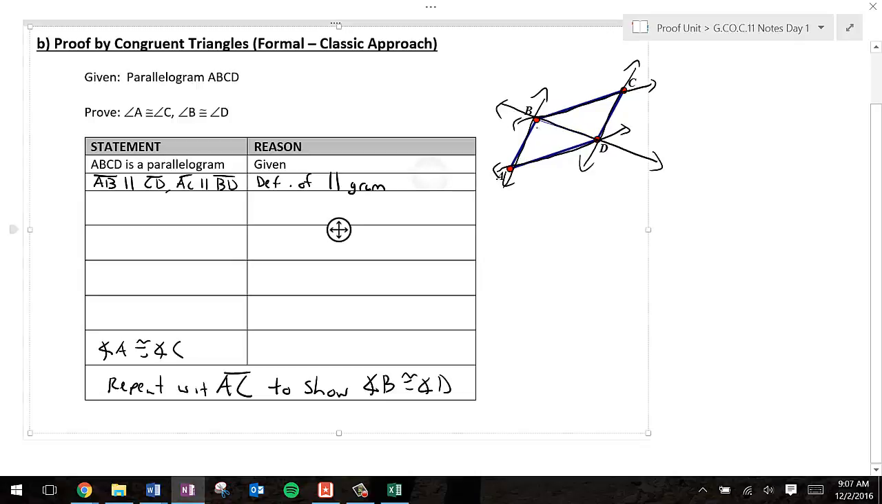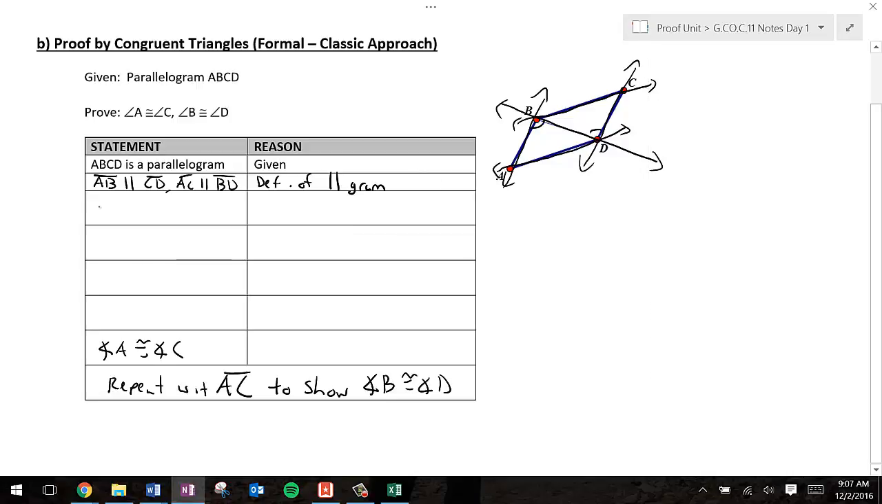The first thing we can say is that these two angles inside here, angle ABD, is going to be congruent to angle CDB. And those are alternate interior angles. We can also say the other set of alternate interior angles are congruent. We can say that angle ADB is congruent to angle CBD, and once again, by alternate interior angles.